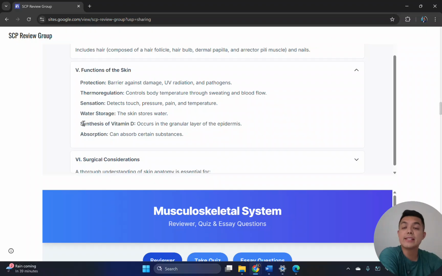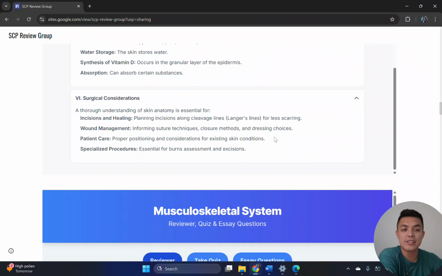And next is synthesis of vitamin D. This occurs in the granular layer of the epidermis. Next is absorption, the skin can absorb certain substances, like your lotions and everything in between. So: protection, thermoregulation, sensation, water storage, synthesis of vitamin D, and absorption.